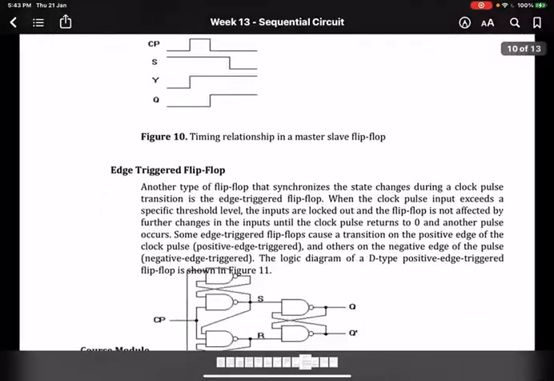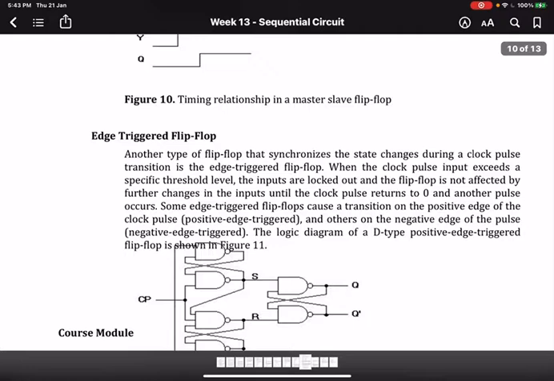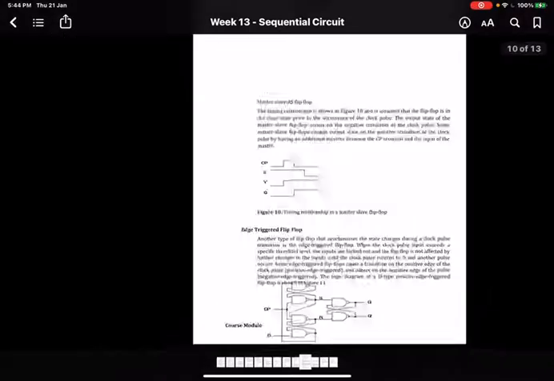Edge trigger. Another type of flip-flop that synchronizes the state changes during a clock pulse transition is the edge trigger flip-flop. Okay? So when the clock pulse input exceeds the specific threshold, the inputs are locked out and the flip-flop is not affected by the further changes in the inputs until the clock pulse returns to 0 and another pulse occurs. Okay? So kaya nakakontrol yung volume ng ating mga devices or yung mga levels of electricity or electronic signals, because of this edge triggered flip-flop. Okay?